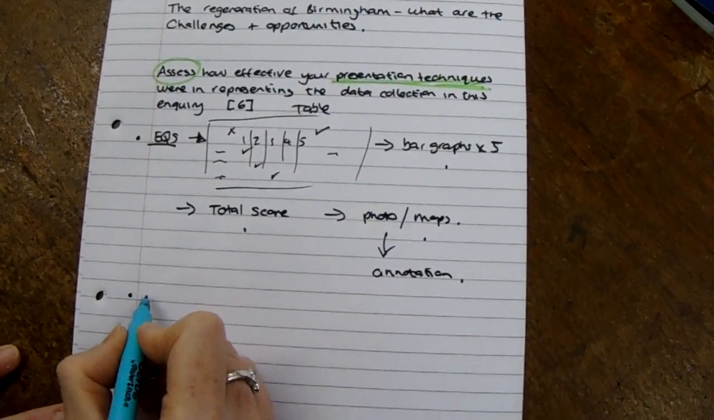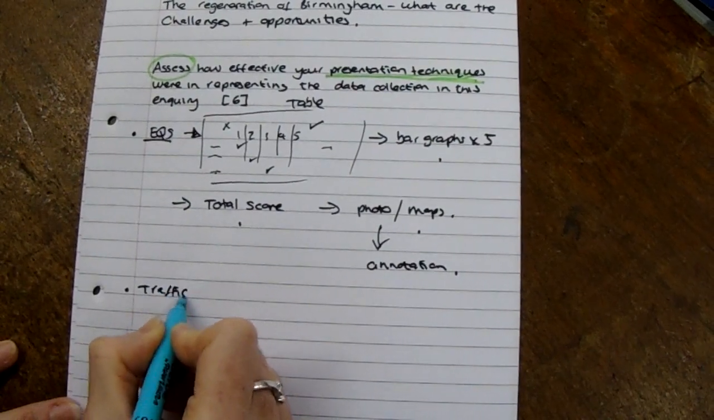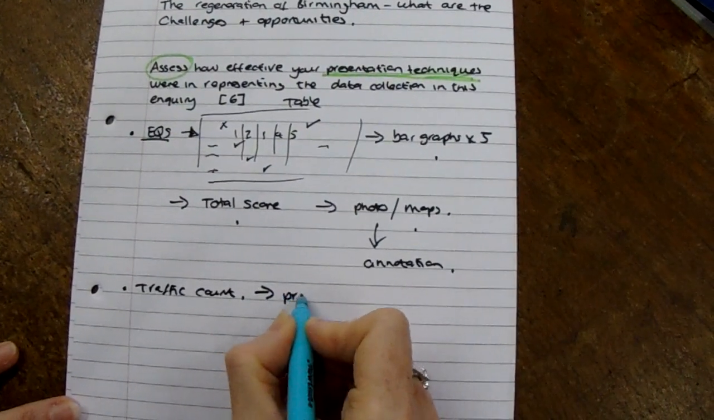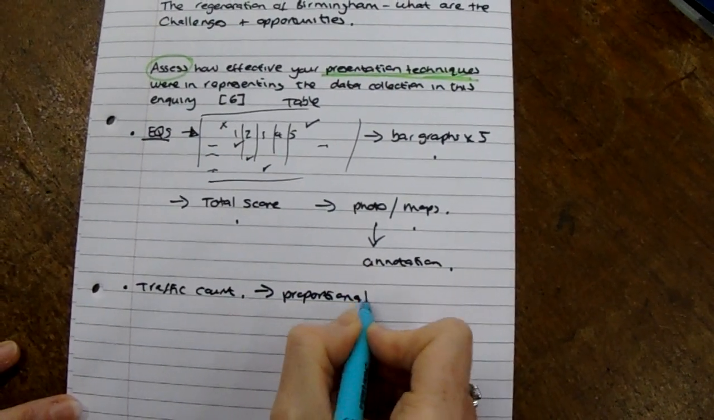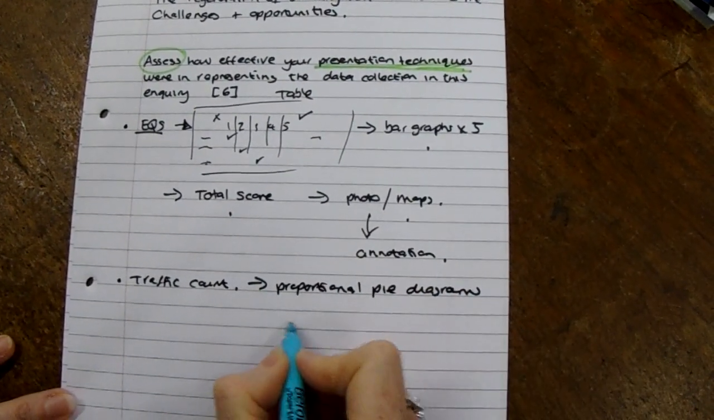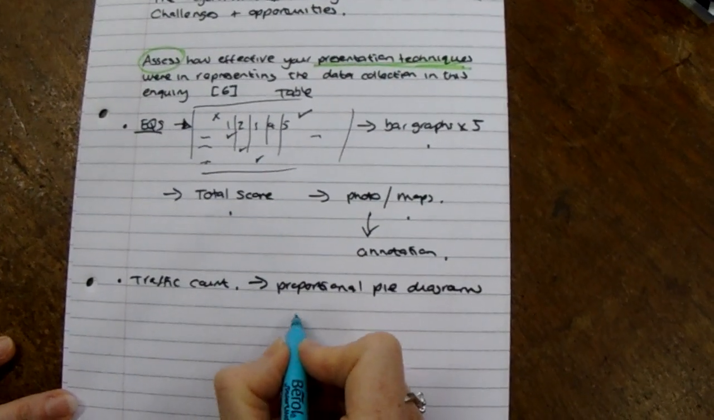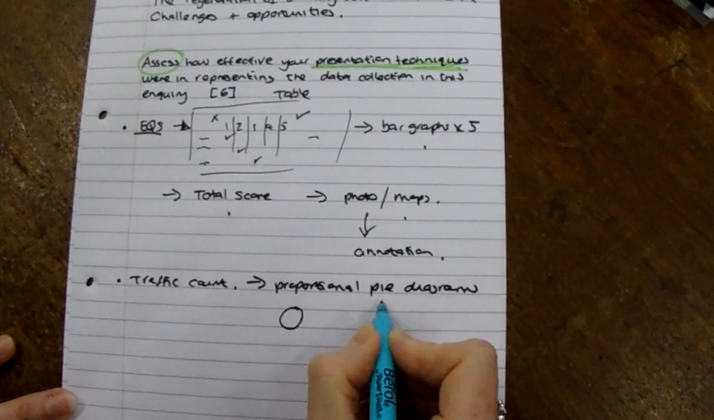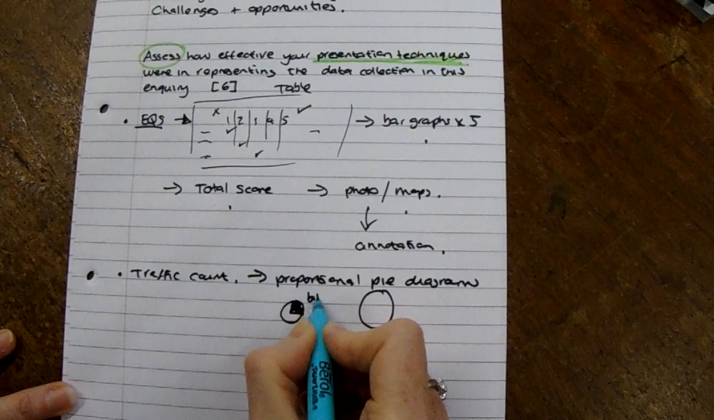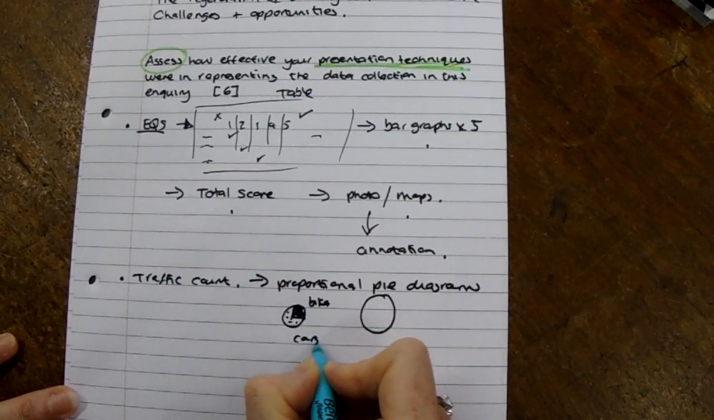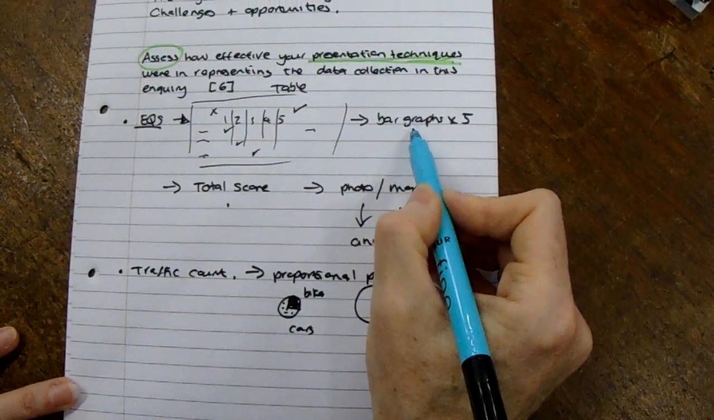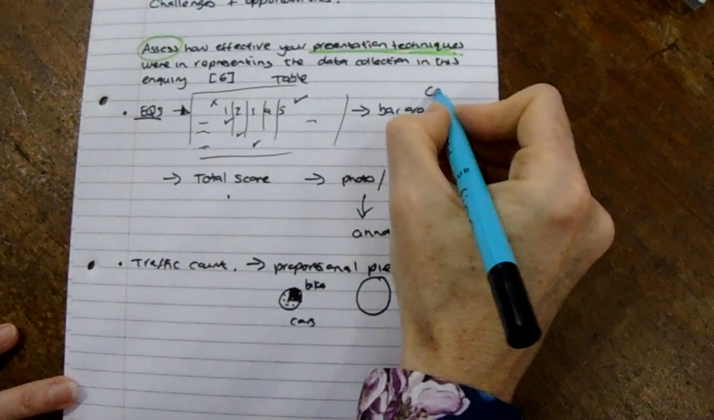The other thing that we did was the traffic count. Okay, and then the traffic count data was represented in proportional pie diagrams. So depending on the radius and the number of cars that we counted, we were able to draw different size pie charts depending on the traffic. So that was bikes, that was cars, etc. Okay, so this pie chart had a colour key. This bar graph would have had a colour key depending on the criteria, so we've got colours.